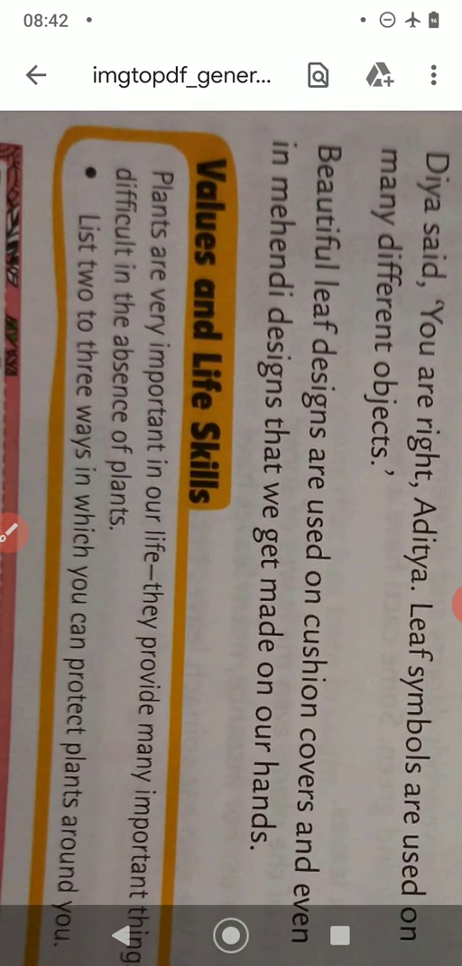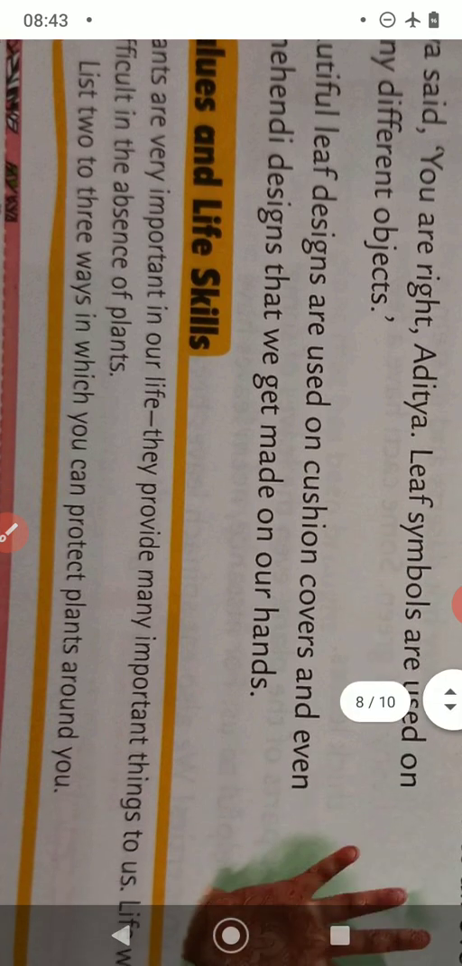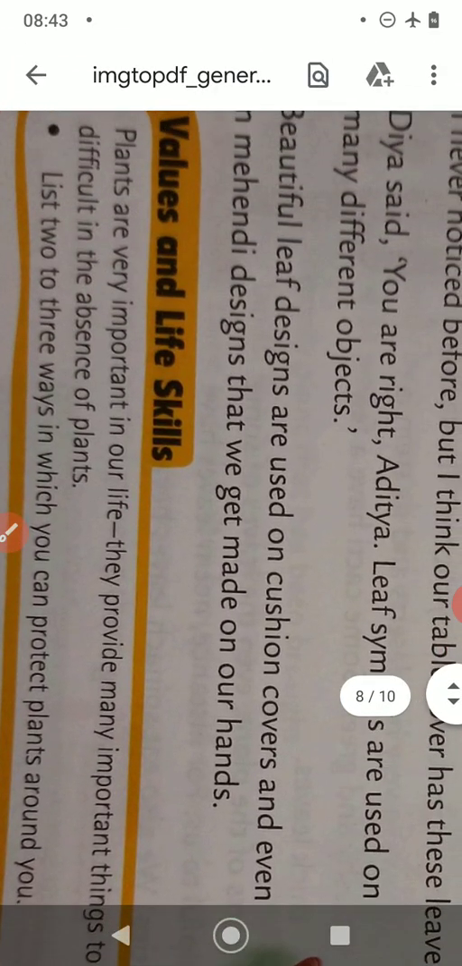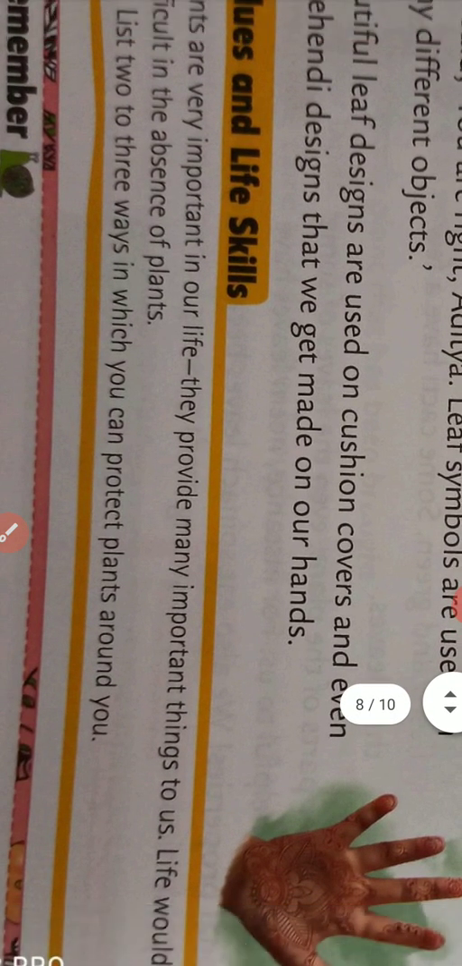So what are the values and life skills? Plants are very important in our life. They provide many important things to us. Life would be difficult in the absence of plants. So children, list two to three ways in which you can protect the plants around you. As we all know, plants are very important for us and we should always protect them.